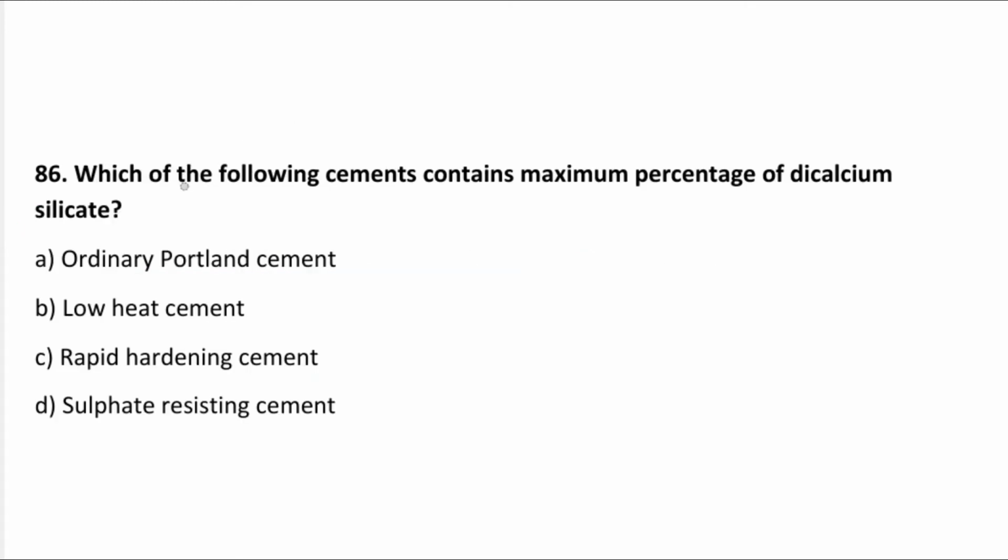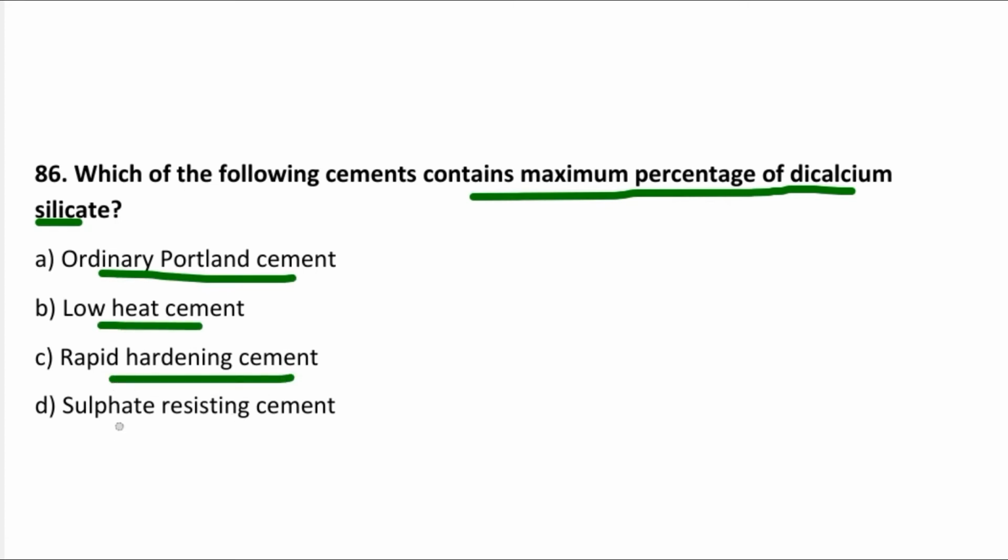So next question. Which of the following cement contains maximum percentage of dicalcium silicate? Option A ordinary Portland cement, option B low heat cement, option C rapid hardening cement, option D sulfate resistant cement. So the correct answer is option B low heat cement.